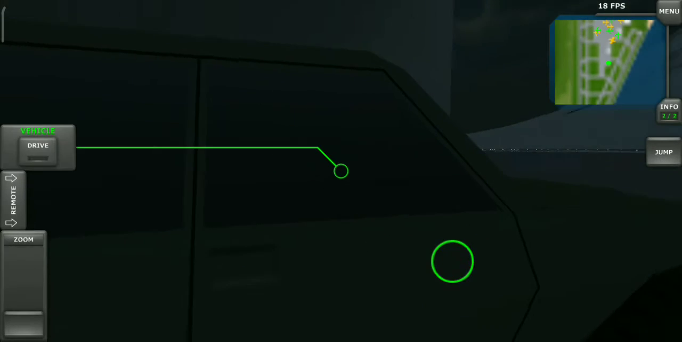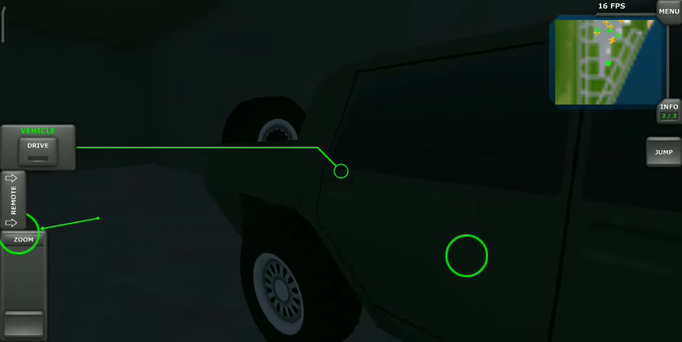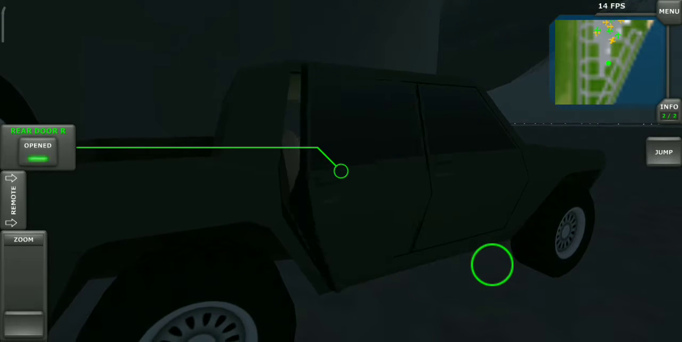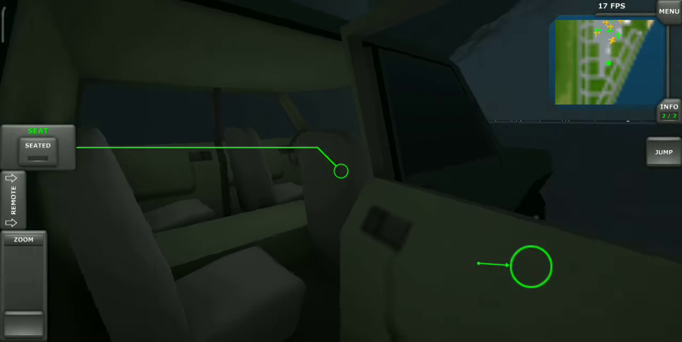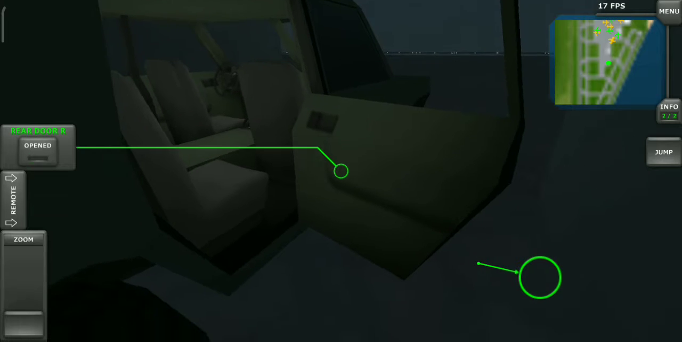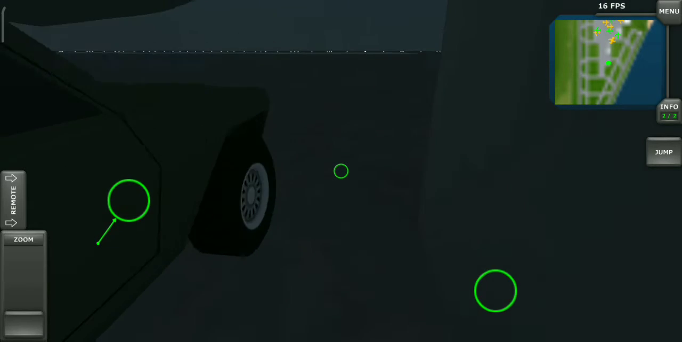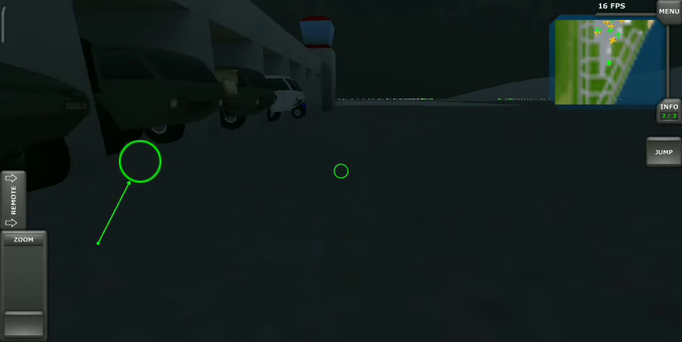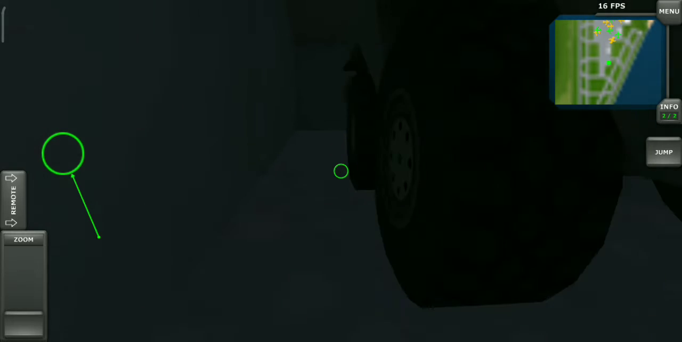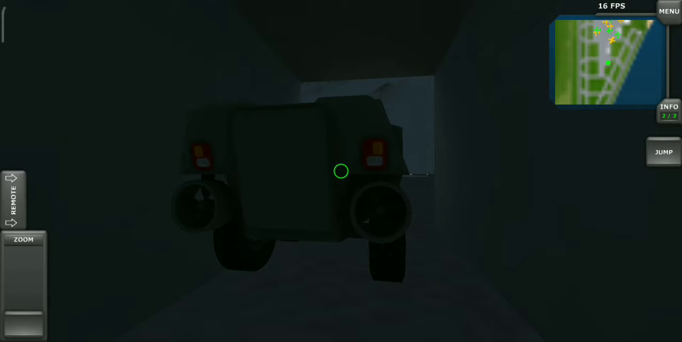No. Okay, so how can I get this door? Oh, okay. The interior is nice. It's an 8 out of 10. It's pretty cool. Okay, so next is this APC, which is weird.